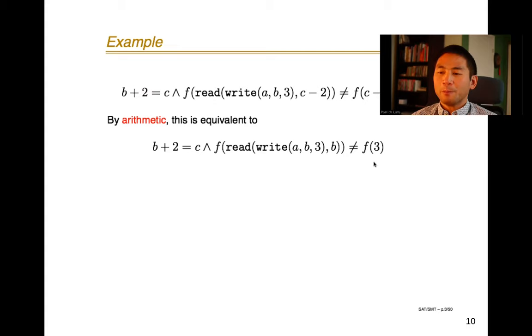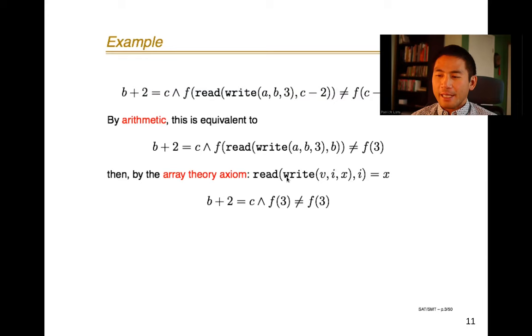Okay, so it is also the case that we have arrays, and if you write something to an array and you read at the same index, then you get the thing that you wrote. We're going to do that to simplify the read and the write. Here we have this write of index B, and we have this read from index C minus 2. And in fact, we know that B plus 2 equals C, or C minus 2 equals B. So we're reading and writing to the same place, and there's nothing else going on in between, so we can say that we get the 3. And this formula simplifies to B plus 2 equals C, and that's fine.